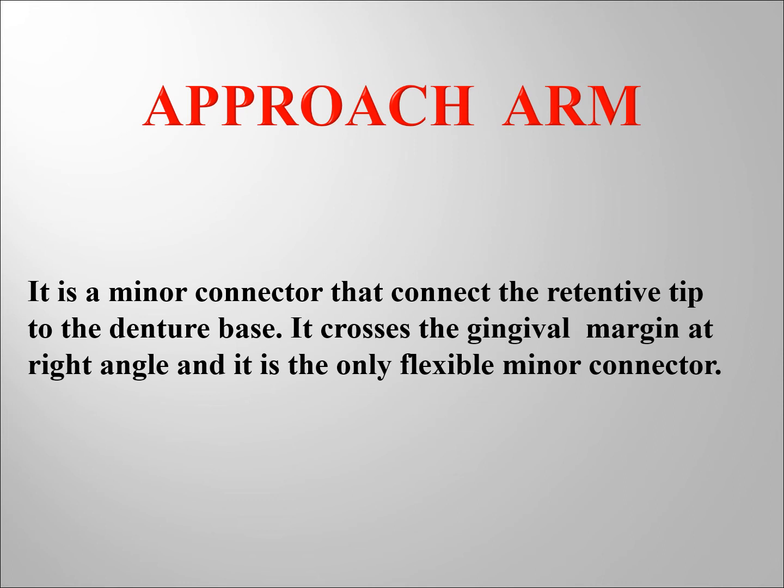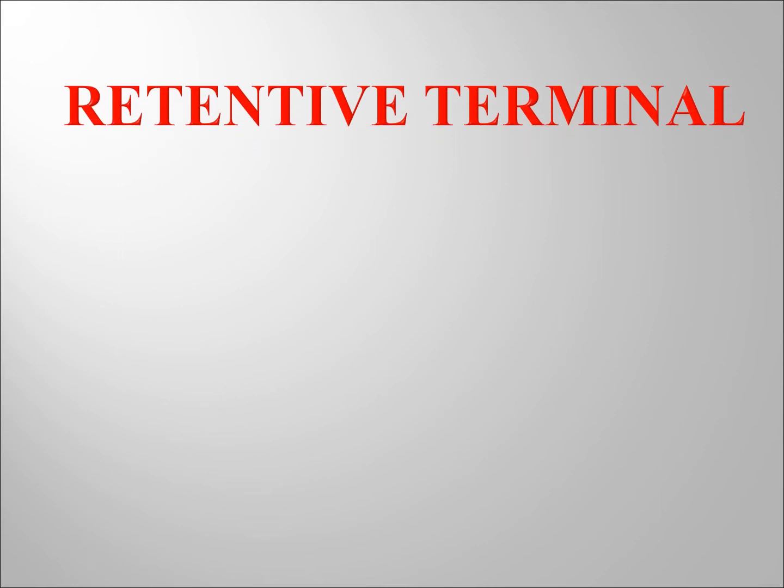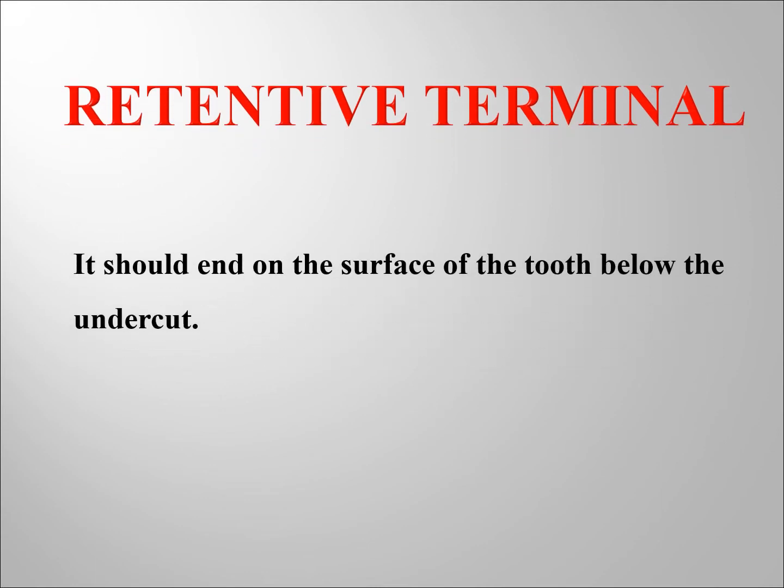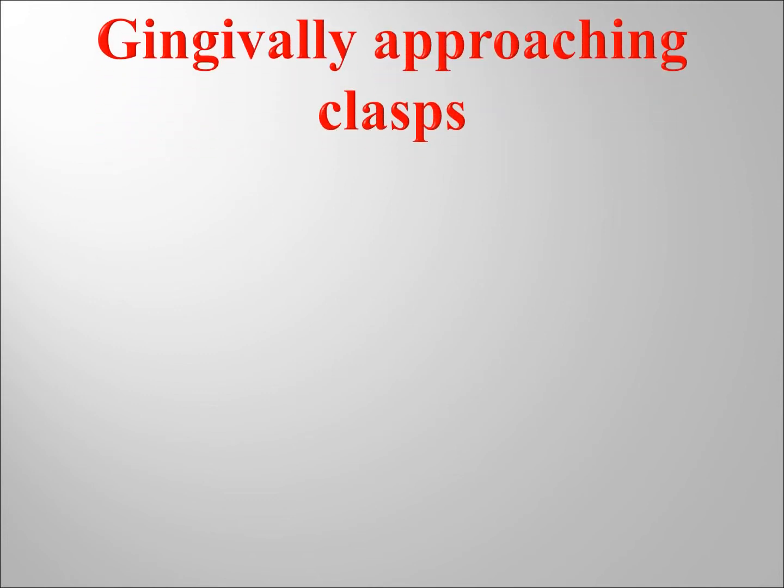when we talk in the next lecture about minor connectors, we will know that all minor connectors are rigid except for the approach arm. The retentive terminal is actually the retentive tip that touches the tooth below the undercut.